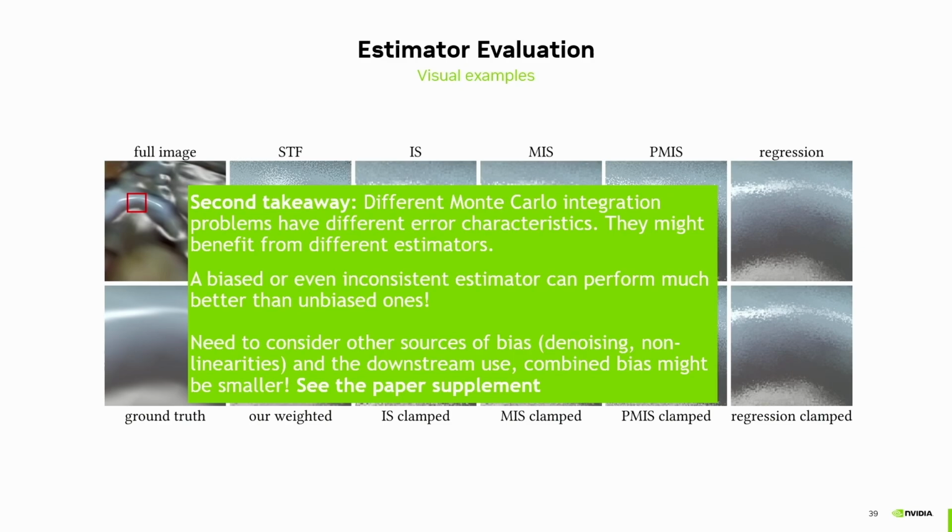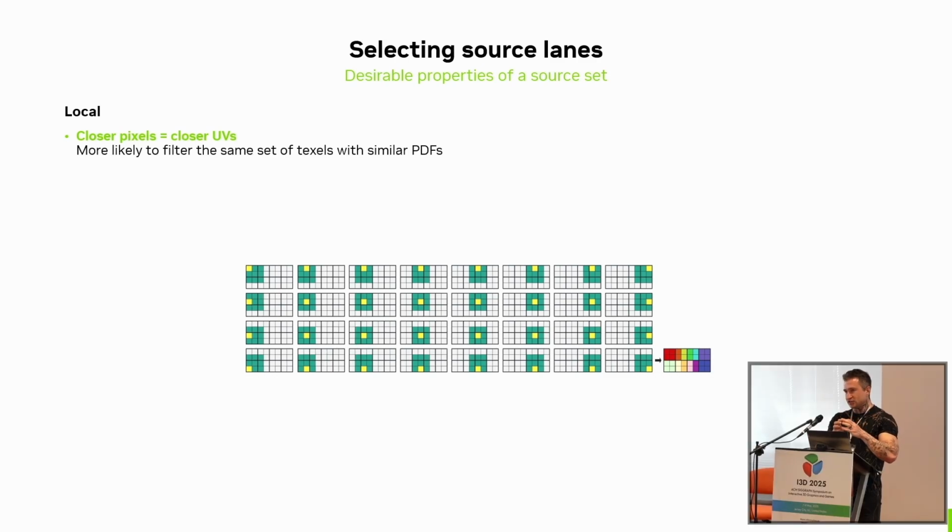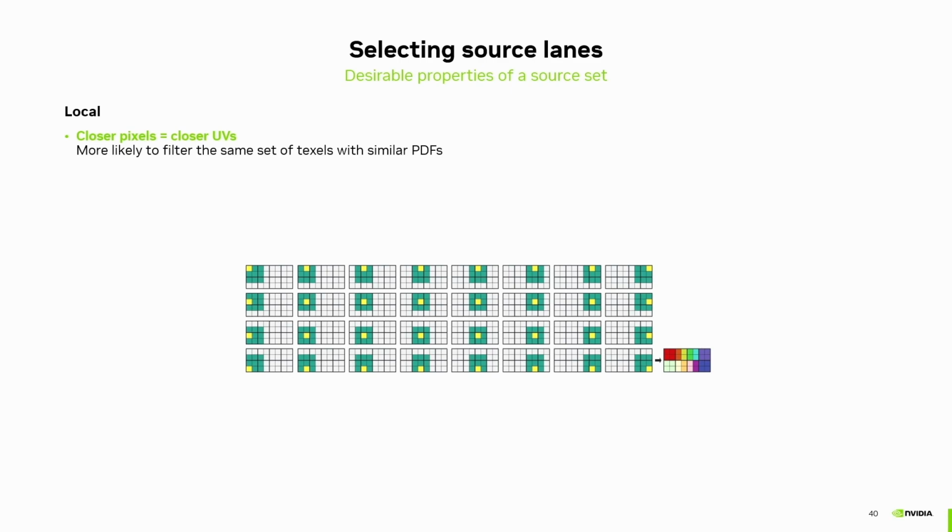Okay, so now we know how to combine samples from different lanes. How do we choose those lanes? So what are desirable properties of a source set? Let's start with some intuitive ideas. We have one constraint, that the grid of possible lanes that we can select from is fixed on screen. We cannot read outside of it. For example, here we have 32 lanes configured as 8x4, and we have to read from within it.